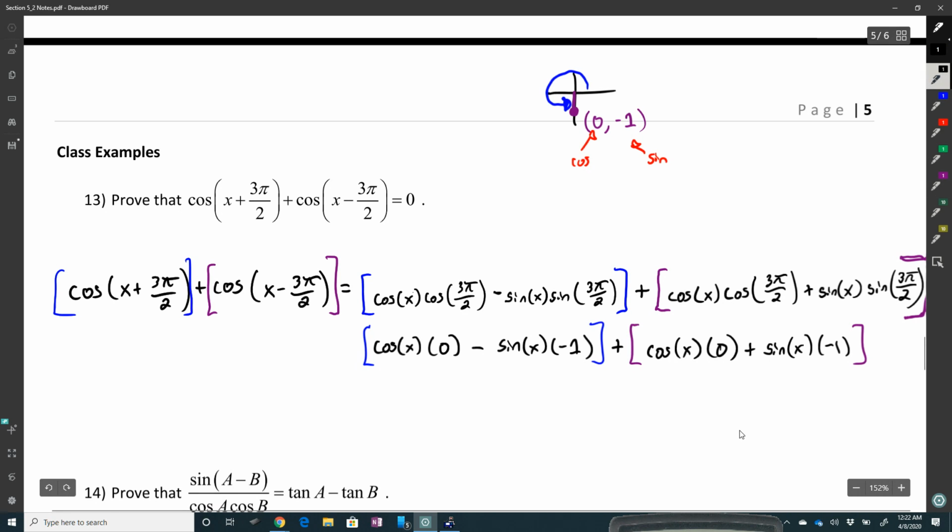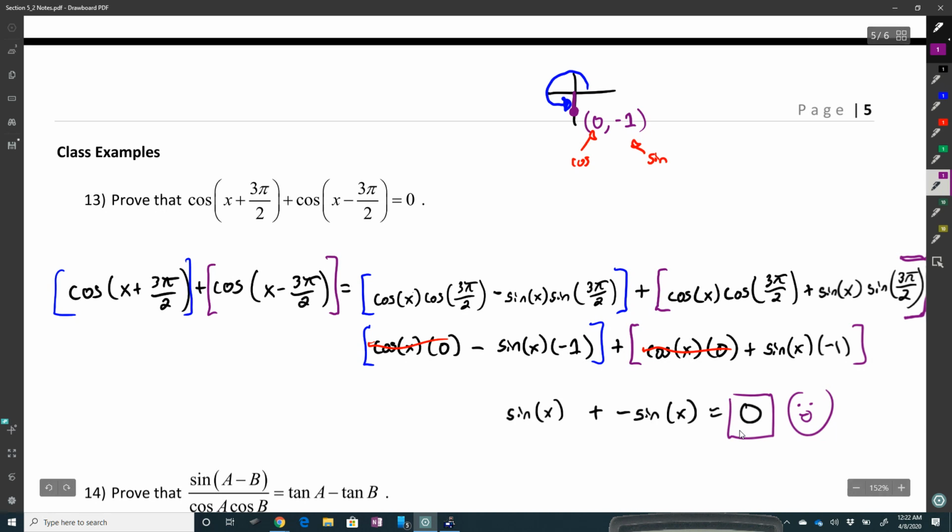All right, so cosine 0 times anything, that kills that term. 0 times anything, that kills that term. And so you're left with double negative. So I have sine of x. Here, it's plus in the middle, and then minus sine x. And it ends up with 0 as your final answer.